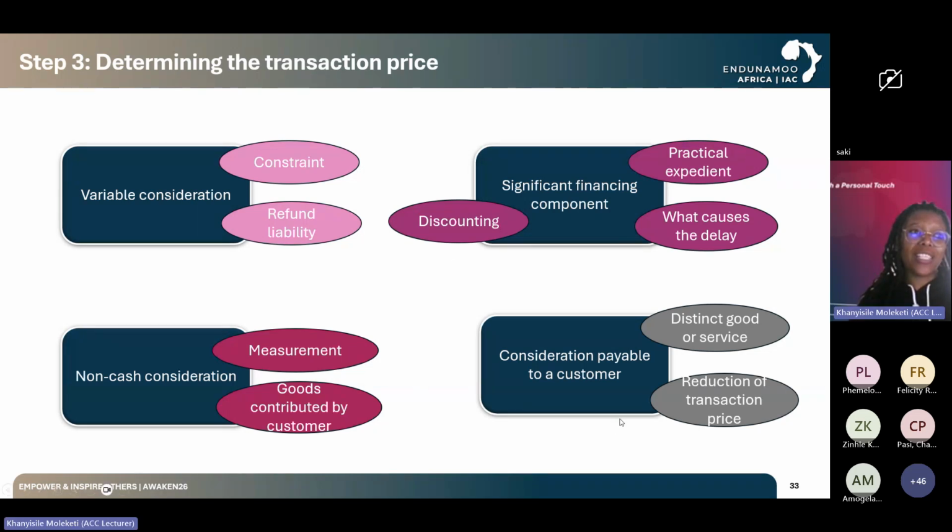This is where we need to assess. Are you paying for a distinct good or service, or is it a reduction of the transaction price? So we go to, why are you making this payment? The question becomes, as a result of this payment, do you receive as the entity distinct goods or services? Okay, so I'm making a payment to ShopRite, and in return, am I getting something? Okay, am I getting something that's distinct, whether it's a good or service?